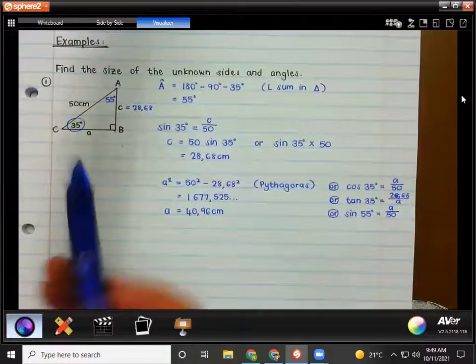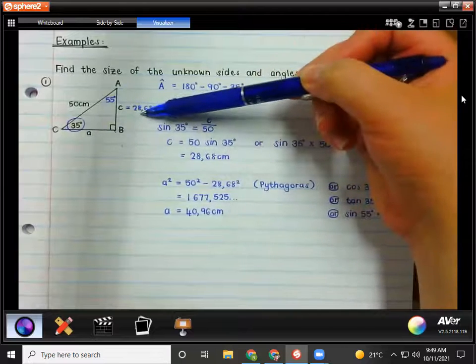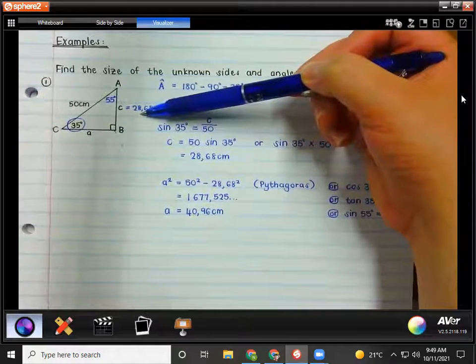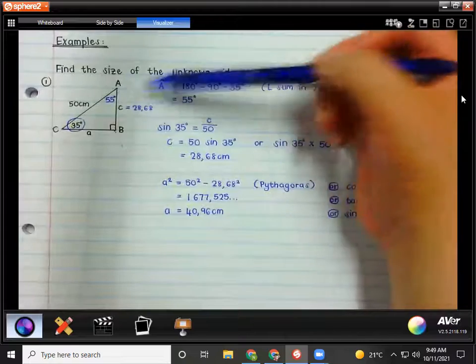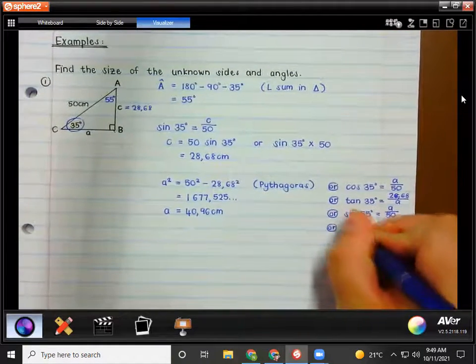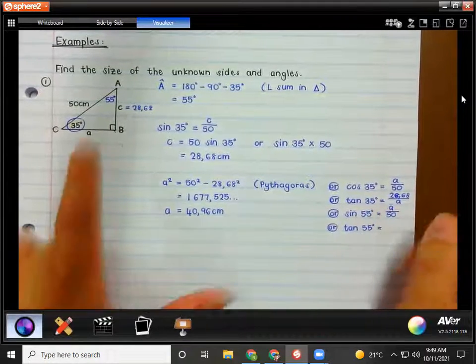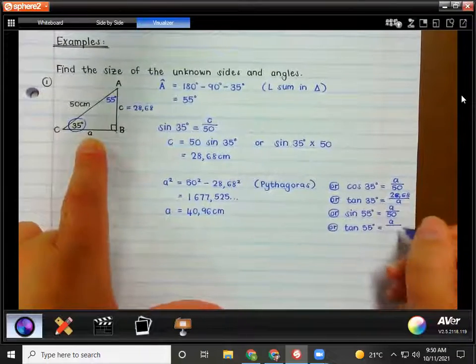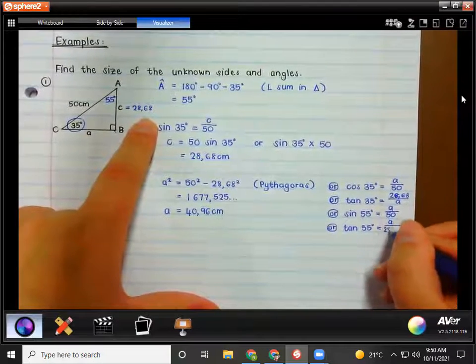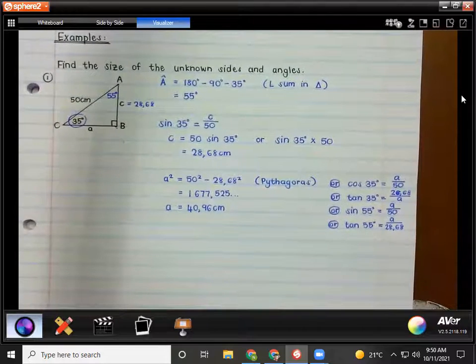Or tan of 55 is opposite over adjacent. So you could use tan 55 for that one as well. Opposite is A over adjacent, which is 28.68. It would be totally up to you which one you choose there.